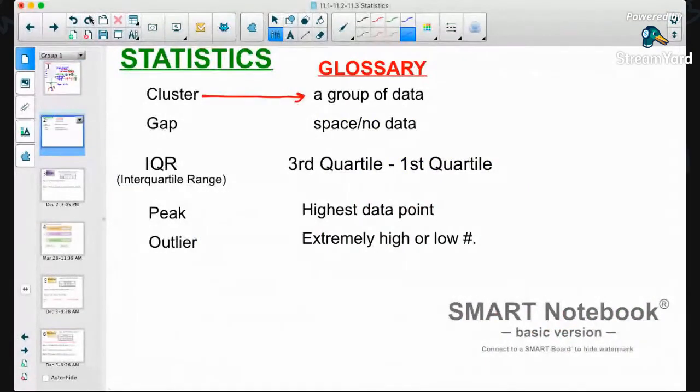As I told you, ladies and gentlemen, today we are going to learn statistics. To be able to understand statistics well, we need to get familiar with some words. For example, cluster means a group of data. Gap means space or no data.